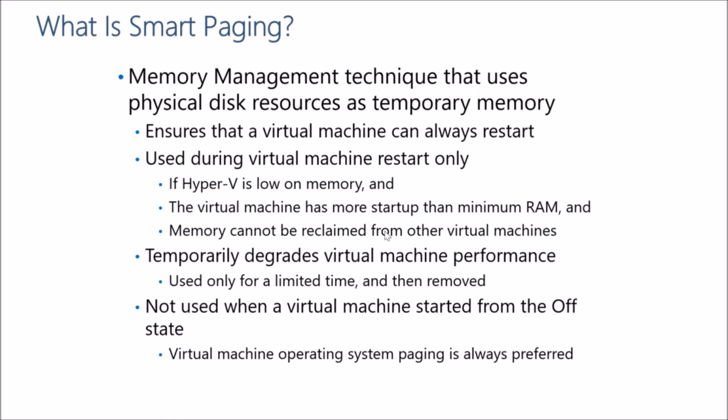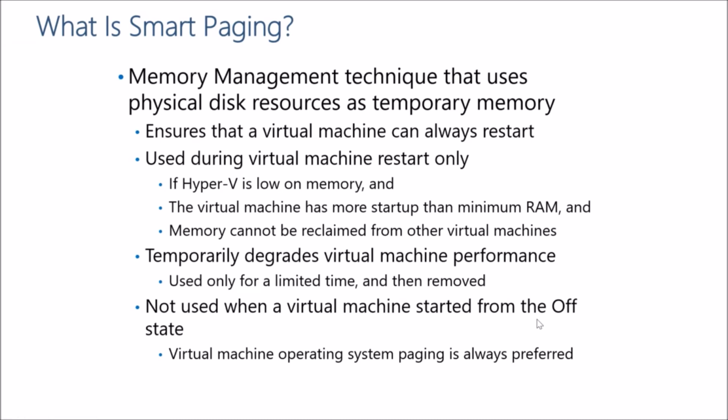All of this is only important when Hyper-V, the hypervisor, is running out of memory. The virtual machine has more startup memory than the minimum, and memory cannot be reclaimed from other virtual machines. This is the situation. So it temporarily degrades the virtual machine's performance by using virtual memory to get it to restart, but it's removed after it restarts and performance returns to normal. The only reason we use this is so the virtual machine that needs a restart can restart when there's not enough memory. It's not used when virtual machines are started from the off state, so it's really for the restart.